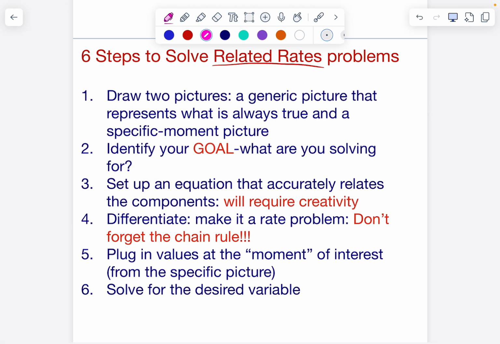Okay, step 2, we want to identify our goal. Like what are we trying to find? Are we trying to find d theta dt like we just were? Or are we trying to find dh dt? Maybe we're trying to find the speed of the rocket because we can measure the speed of our angle changing.